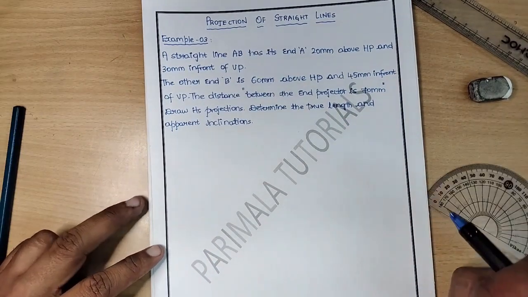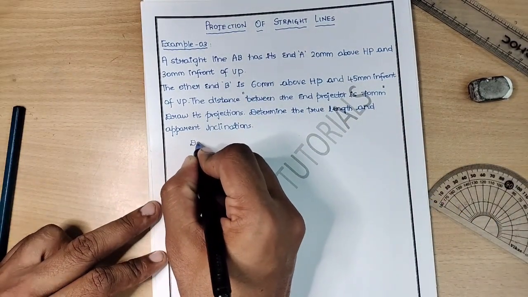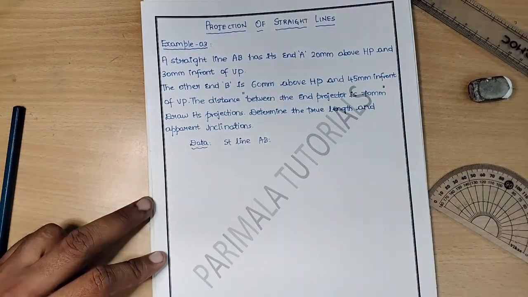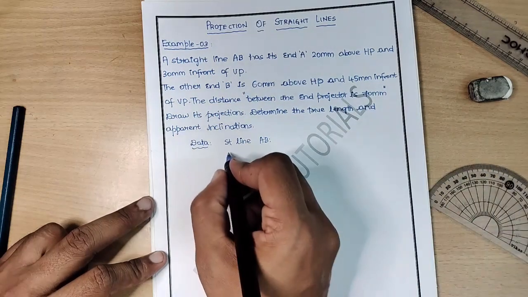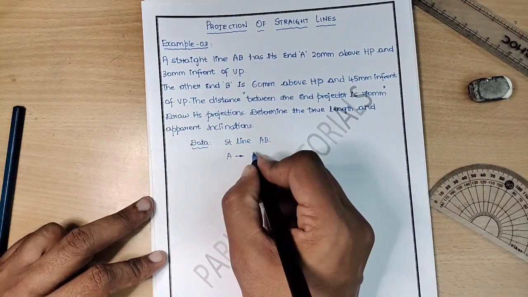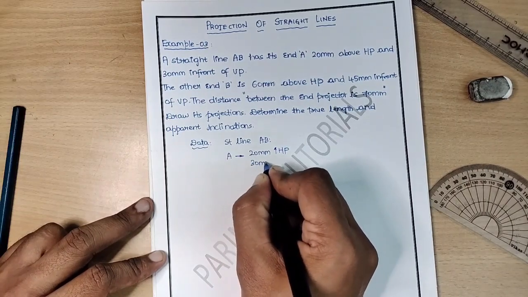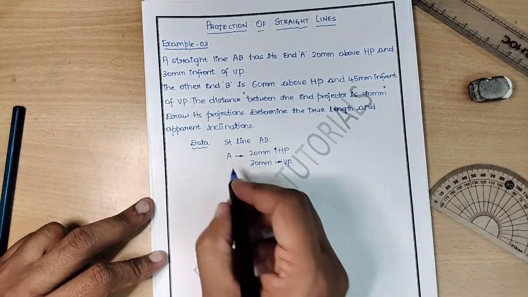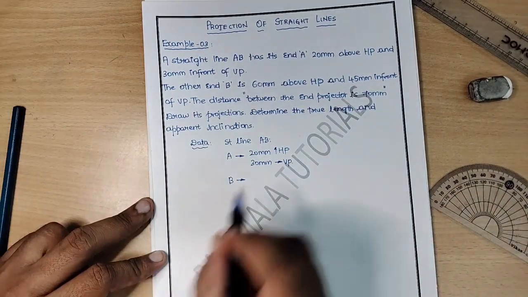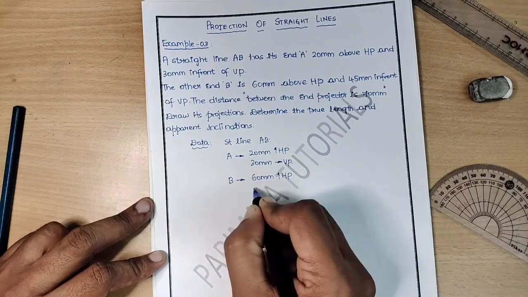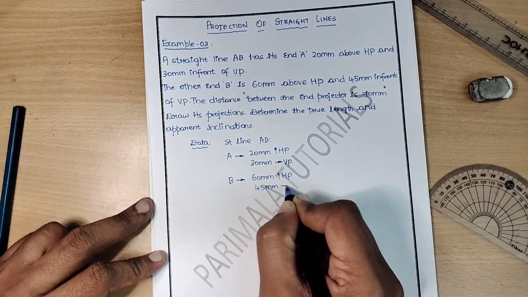One by one, let us break down the data. The first thing is I will take down the data towards the side of the paper. The straight line AB. Problem here is we do not know whether it is the apparent length or the true length. Forget about apparent length or true length, even the distance is also not given. Where is the point A? The dimension of the point A is 20 mm above the horizontal plane and 30 mm in front of the vertical plane. There is one more point B, even its dimensions are given. This is 60 mm above the horizontal plane and 45 mm in front of the vertical plane.